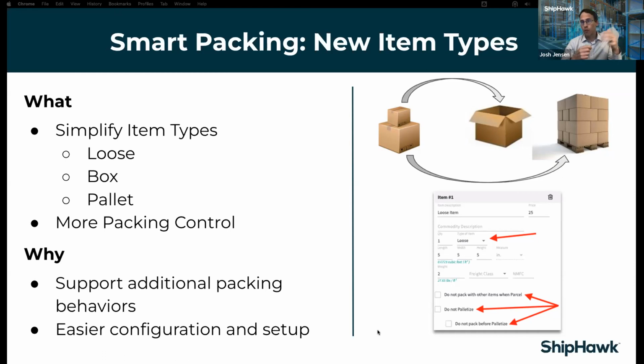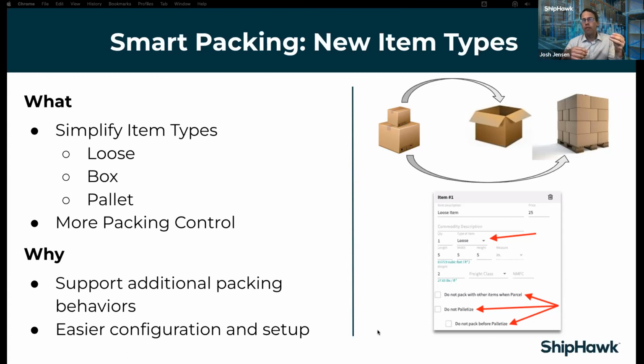We now have 3 item types: a loose item, which is an item that always needs to be packed; a box item, which can go on its own. But one of the new behaviors that we're able to do is we can actually pack a box with other items. And also a pallet. This is a standalone handling unit that's already on a pallet and it ships as a handling unit.